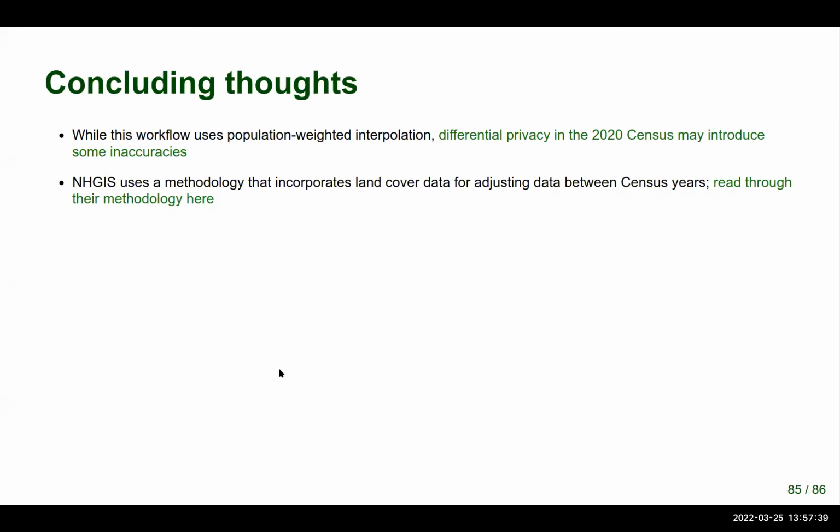Last bit in terms of concluding thoughts, this uses population weighted interpolation, but we discussed a couple weeks ago the topic of differential privacy in the 2020 census, meaning that the block population counts may not be entirely accurate. They are noise infused. And so that may introduce some inaccuracies in this method. NHGIS, the group at University of Minnesota, doing a historical time series data set of census data, have more sophisticated methodologies linked to that. They use land cover data as their weights. So you might consider looking at their methodology as well.